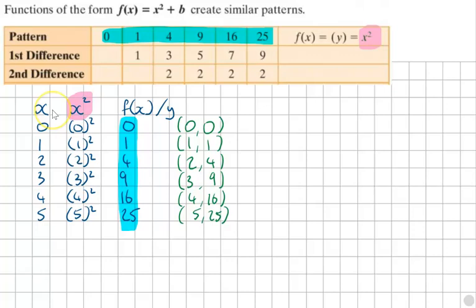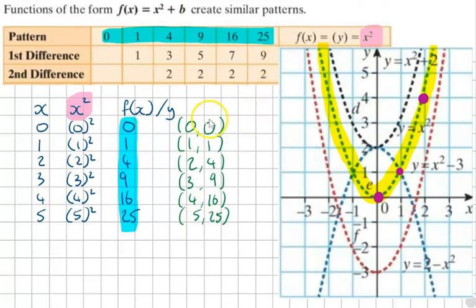So putting our x and y values together to create couples, we get 0, 0 is our first couple, 1, 1 is our second couple, 2, 4 is our third couple, then 3, 9, then 4, 16, 5, 25. So these are going to be points on the graph of the function y is equal to x squared or f of x is equal to x squared. So notice that the plus b in this case is plus 0. So there is no constant at the end. It's just y is equal to x squared or f of x is equal to x squared.